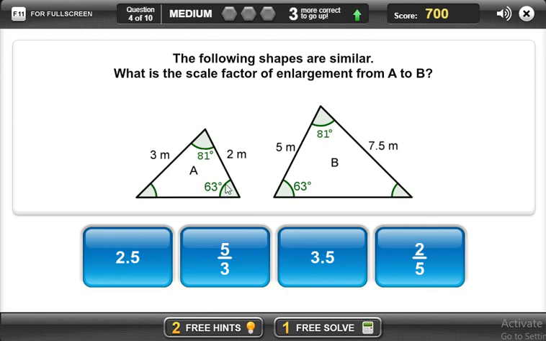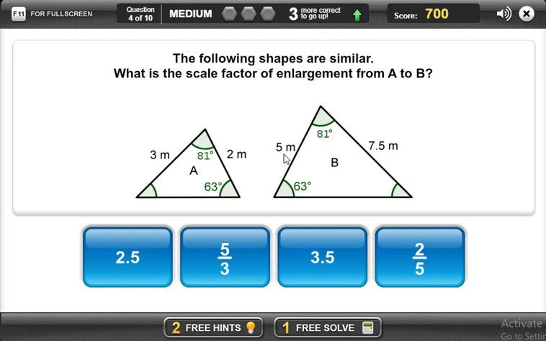So what we've got, just got to look at which side we can look at and compare. Well, the easiest one would be the 5 and the 2 here. So the scale factor going from A to B is multiplying by 5 over 2, which is 2.5.